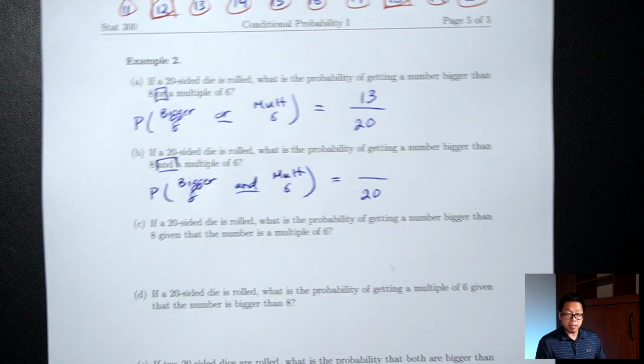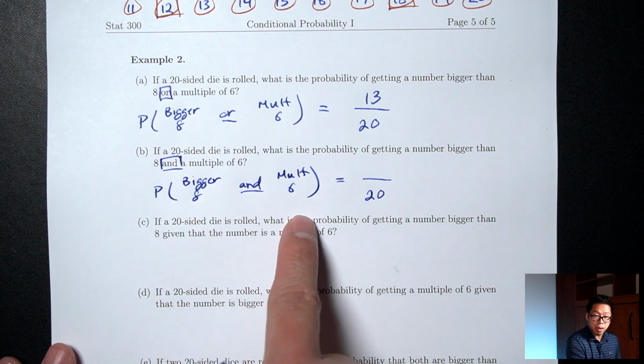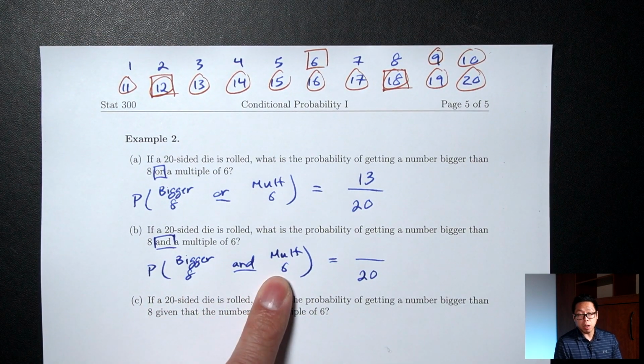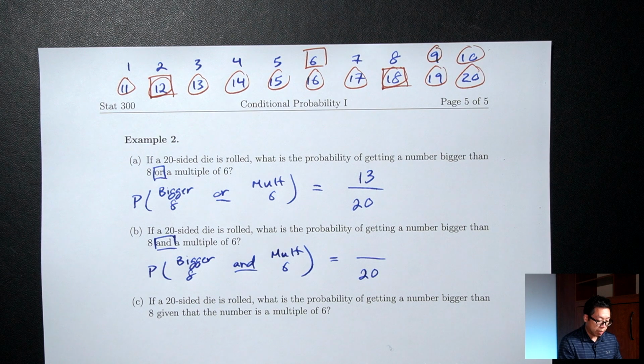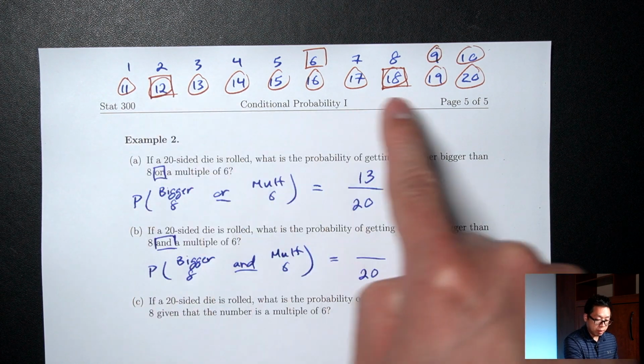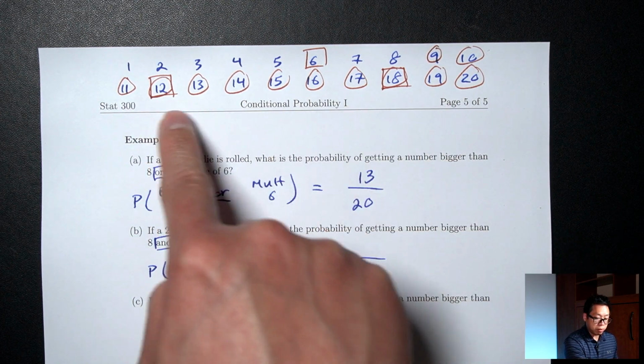And then the word and means I want numbers that satisfy both of these requirements at the same time. Bigger than 8 are my circles, multiple of 6 are my boxes. I want the numbers that have both a circle and a box on them at the same time. How many are there? That would be the 12, has a circle and a box. 18 has both a circle and a box on it. There's only 2 of those.